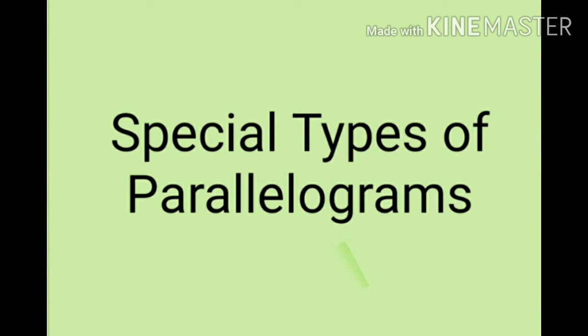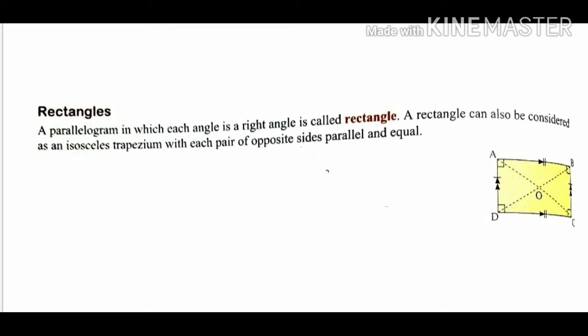Good morning everyone. Welcome to our new topic, special types of parallelograms. In this, our first topic is rectangle. A parallelogram in which each angle is a right angle is called a rectangle.